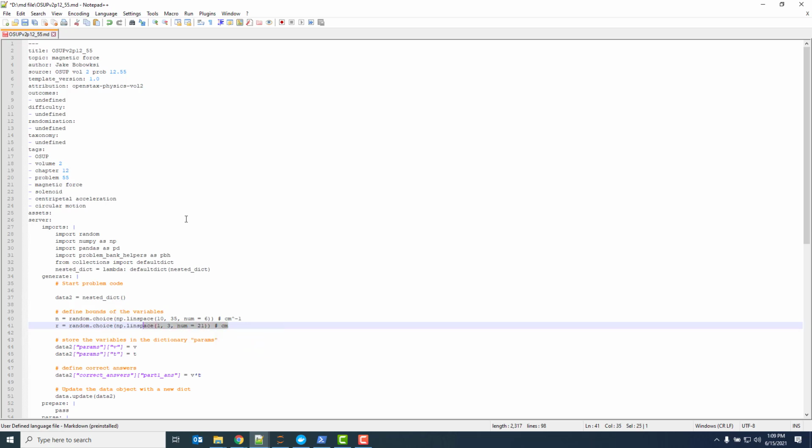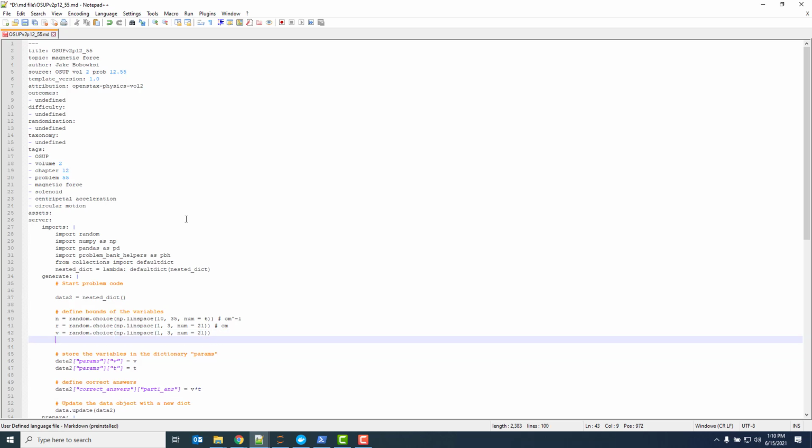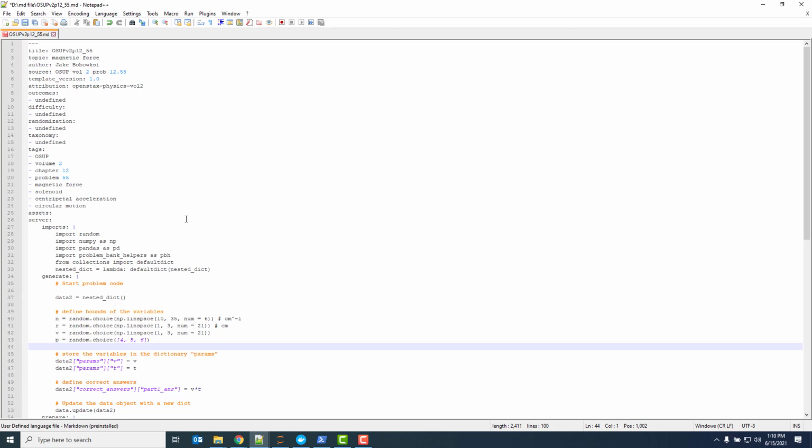I'm actually going to copy this because another one of our variables was the speed of the electron. It had a coefficient that last time we varied, again from 1 to 3 with 21 choices. I'll not use the units right now because V just represents a coefficient. V is going to be a coefficient times 10 to some power, and we'll have a random choice for the power from 4, 5, or 6. Okay, hopefully that worked.